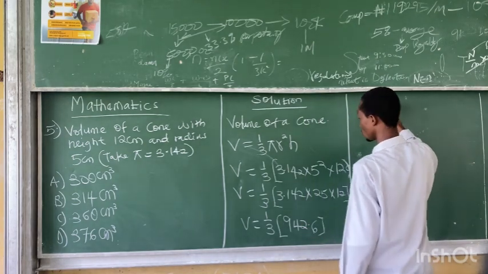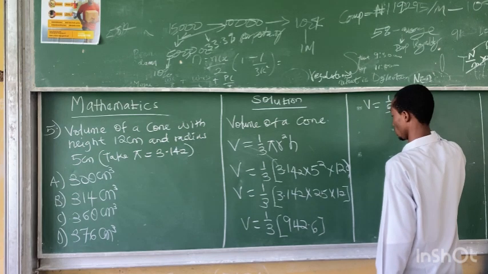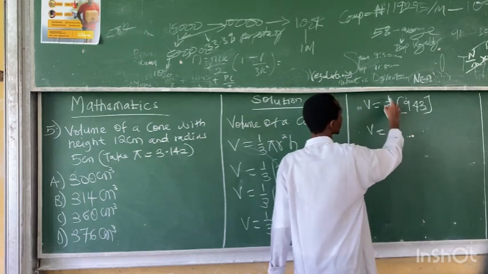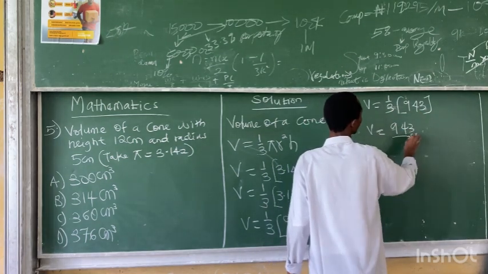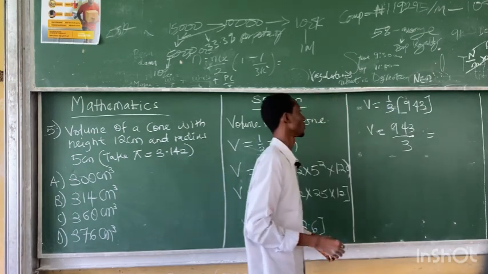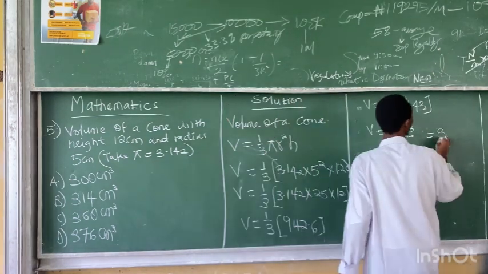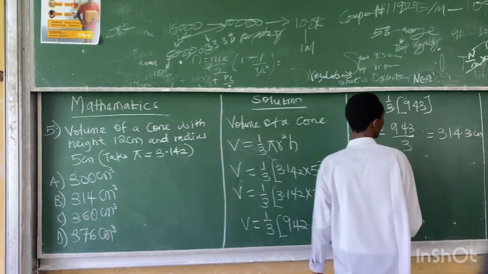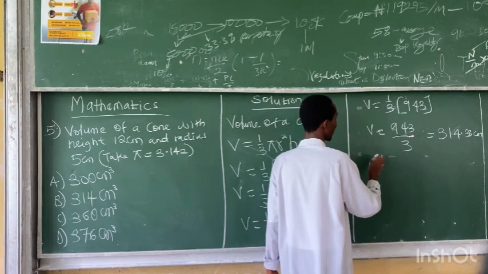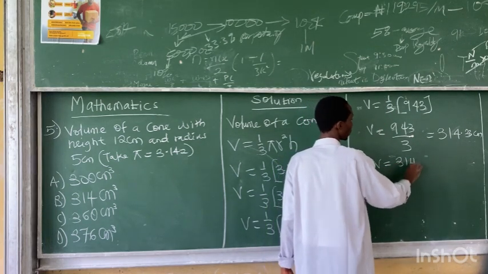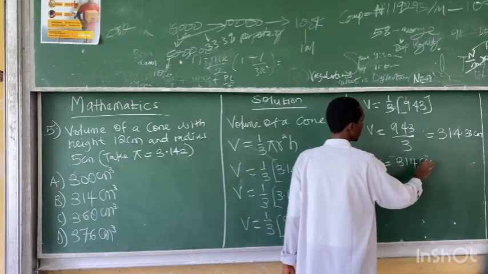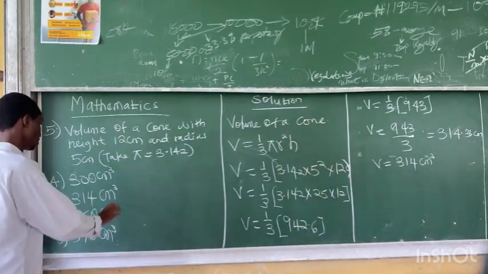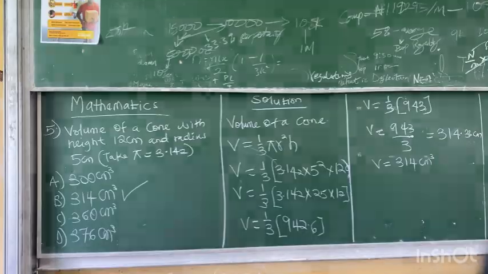So we have V is equal to 1 over 3 times 943. Now this is the same thing as 943 divided by 3. 943 divided by 3 gives us 314.33 cm. If you take it to the nearest whole number, we have V is equal to 314. Don't forget, volume is in cm cube or meters cube. So this is our final answer. The correct option here is option B, 314 cm cube.